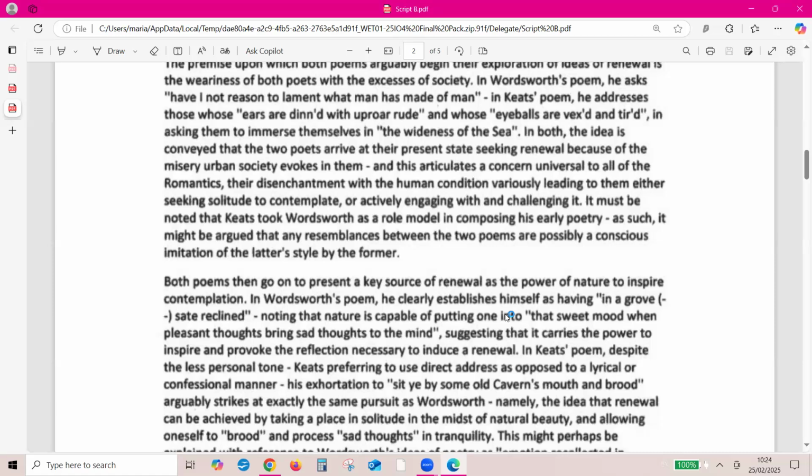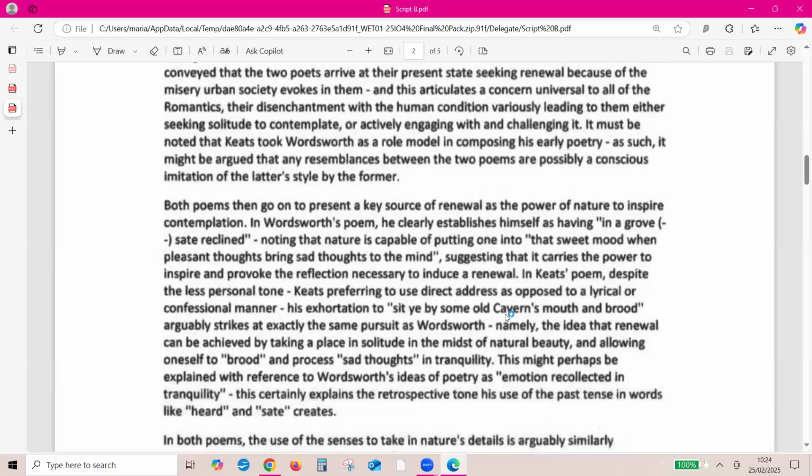In Keats's poem, despite a less personal tone, Keats preferring to use direct address as opposed to a lyrical or confessional manner, his exhortation to "sit ye in an old cavern's mouth and brood" arguably strikes exactly the same pursuit as Wordsworth. Namely, the idea that renewal can be achieved by taking a place of solitude in the midst of natural beauty and allowing one to brood and process sad thoughts in tranquility. This might perhaps be explained with reference to Wordsworth's idea of poetry as emotion recollected in tranquility, and certainly explains the retrospective tone his use of the past tense in words like heard and sate creates.